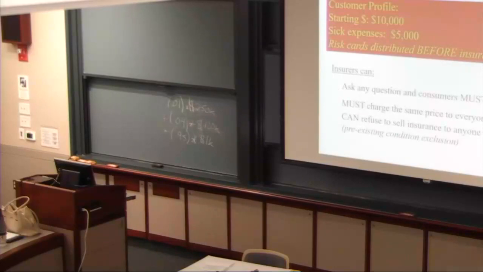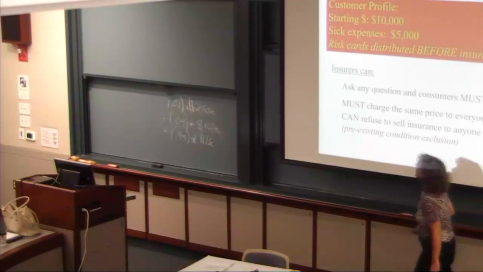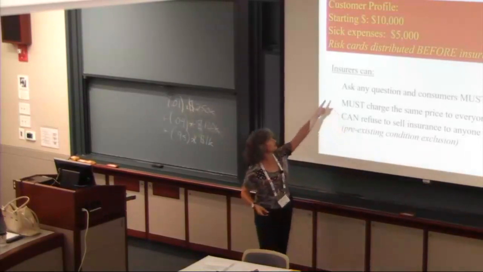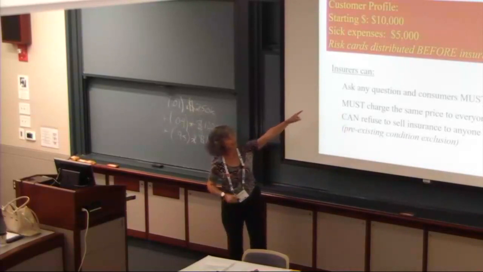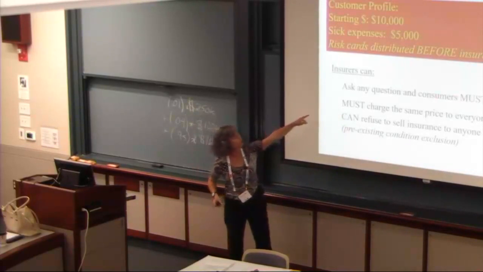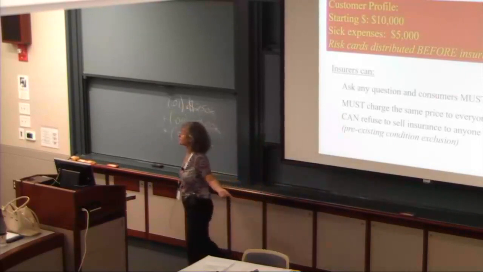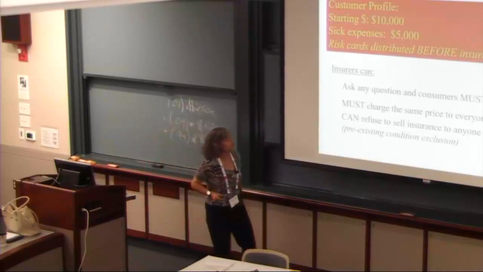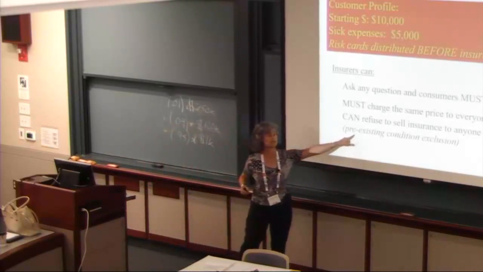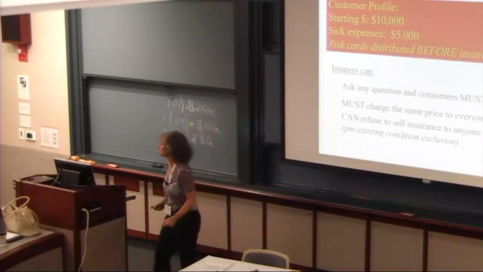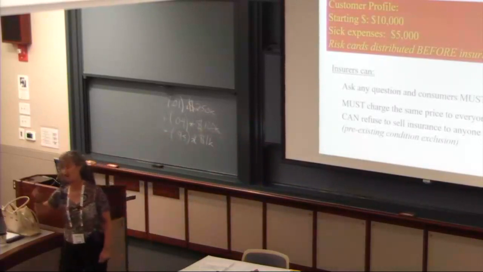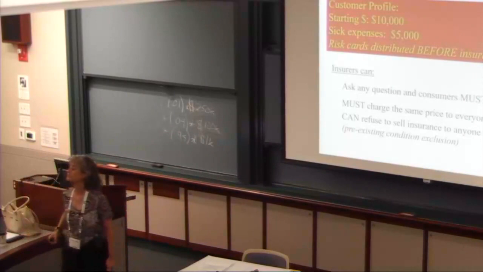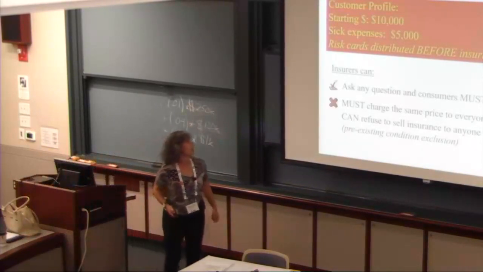Now we start to get into other supply side regulations with different rounds of the game. So here we have community rating and perfect information. Insurers can ask and customers must answer, so you have to show your card, but insurers have to charge the same price to everybody: community rating. And they can refuse to sell insurance, the pre-existing condition exclusion. So if somebody comes and shows you a six, they can say, yeah, I'm charging $3,000 and no, I'm not selling it. Too bad, so sad. Okay.